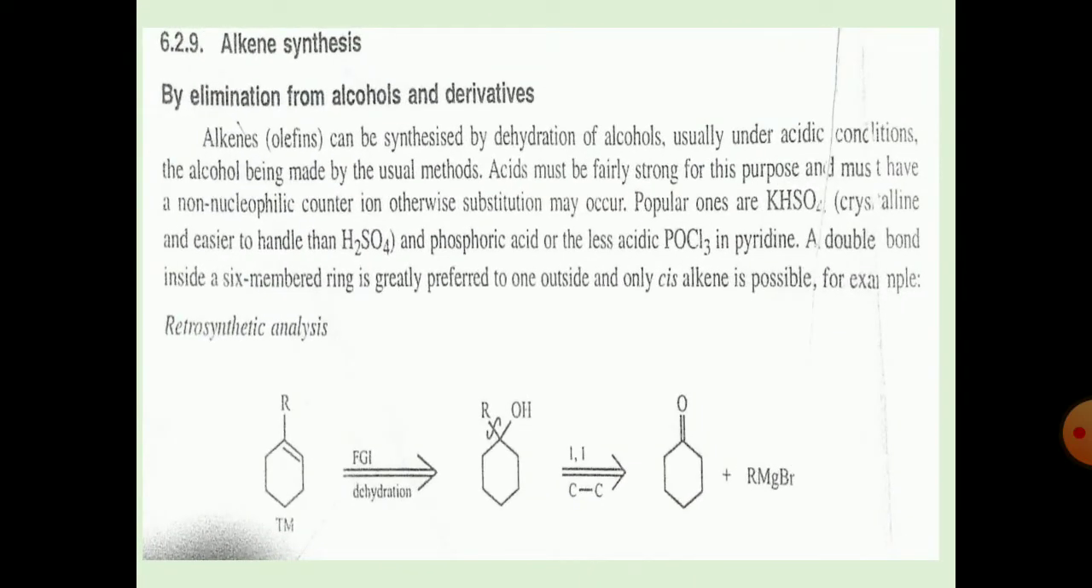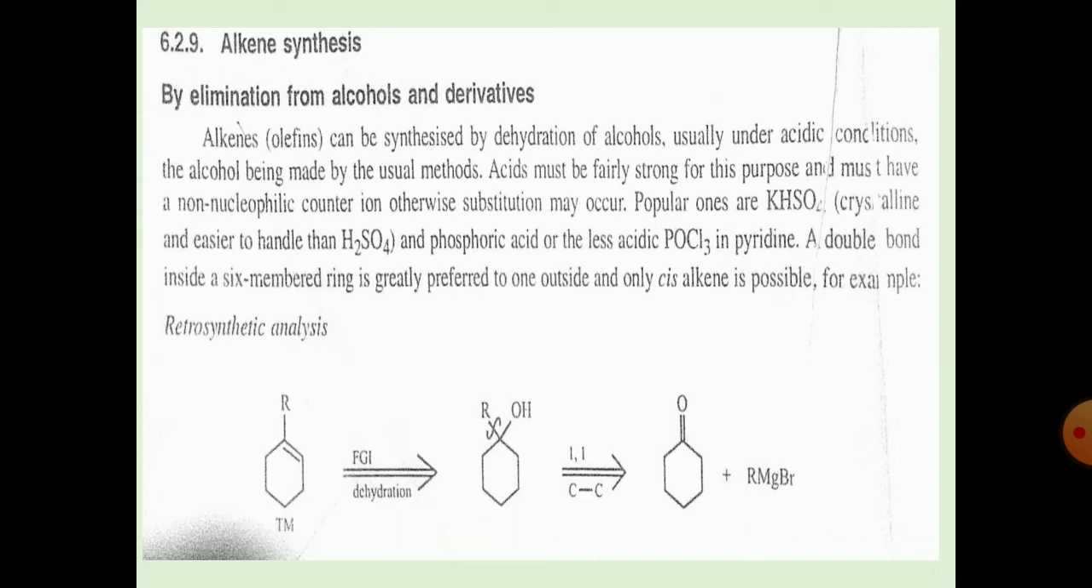Okay, the next point is alkene synthesis. Firstly, by elimination from the alcohol and derivatives. Alkenes, meaning olefins, can be synthesized by the dehydration of alcohol, usually under acidic conditions. The alcohol is made by the usual method.